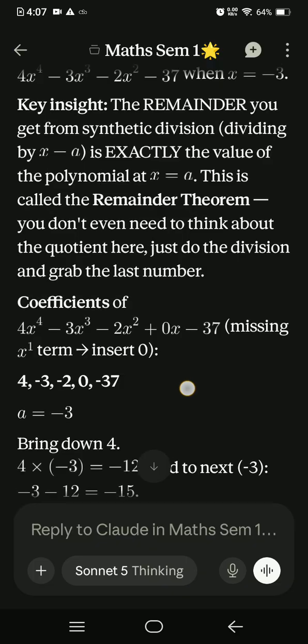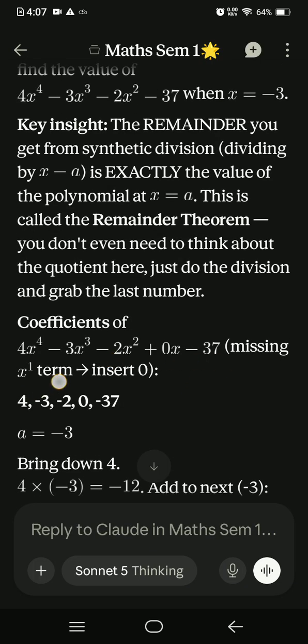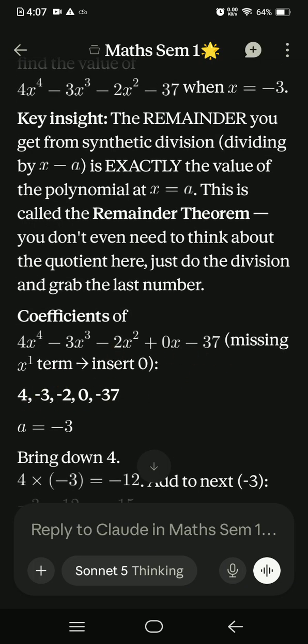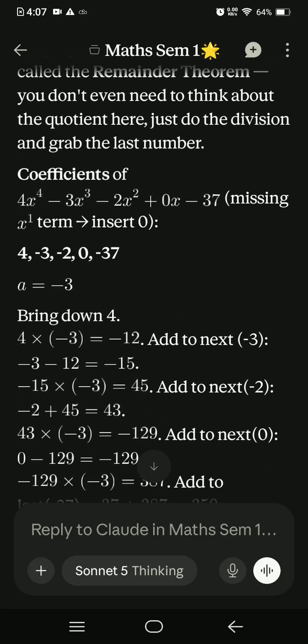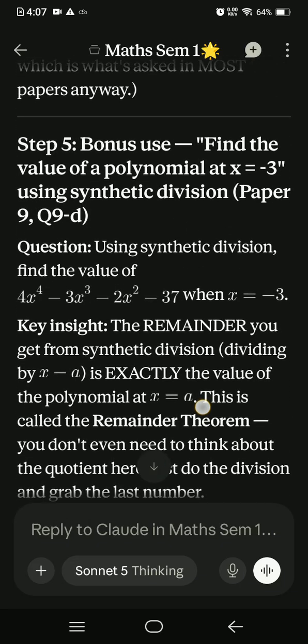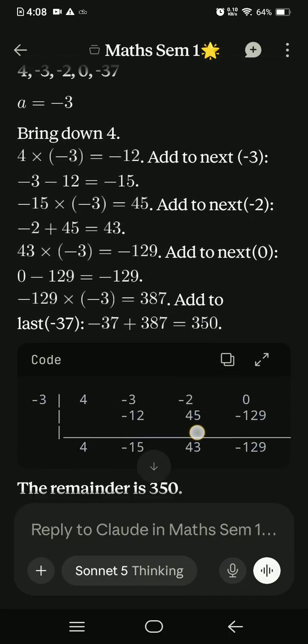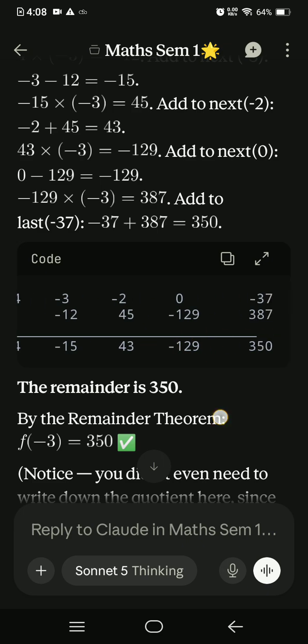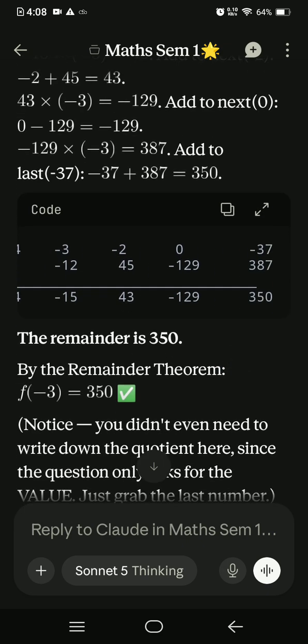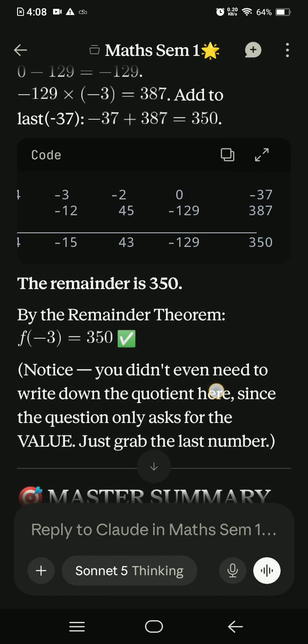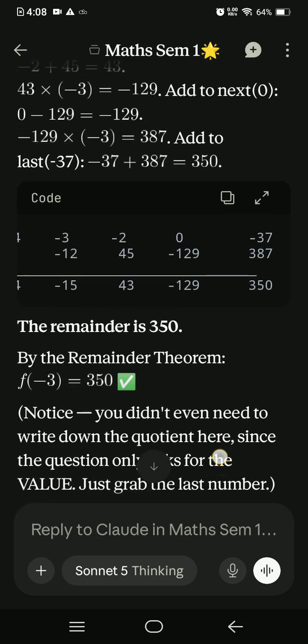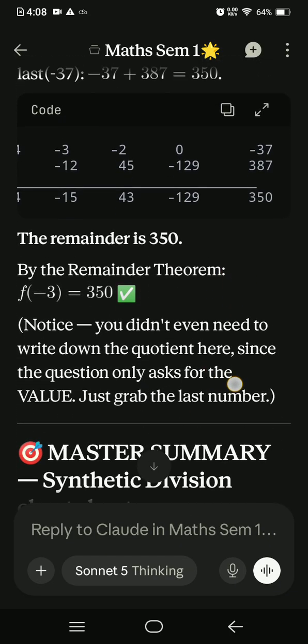Anyways, let's see. So we have the coefficients. Now x was missing, insert 0. We have 5 coefficients for a 4-degree polynomial. a is minus 3 now. We are taking this as a simple synthetic division. We get 350 as our remainder. So by the remainder theorem, f of minus 3, if we substitute minus 3, then we will get 350. We can cross check it.